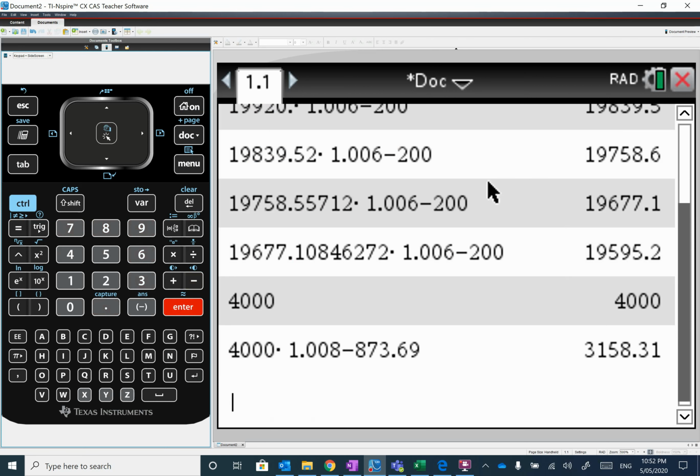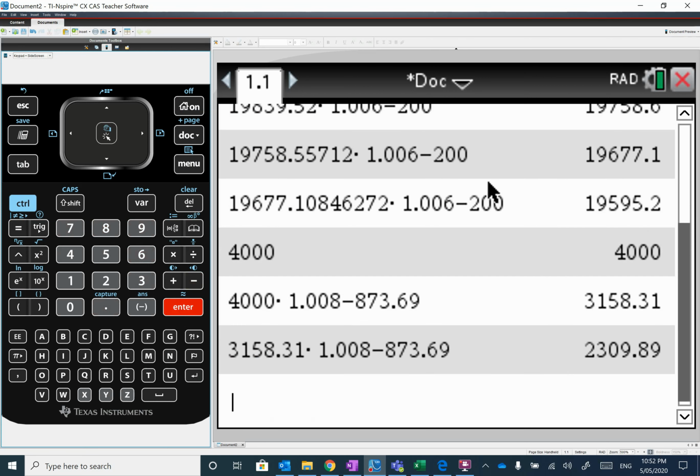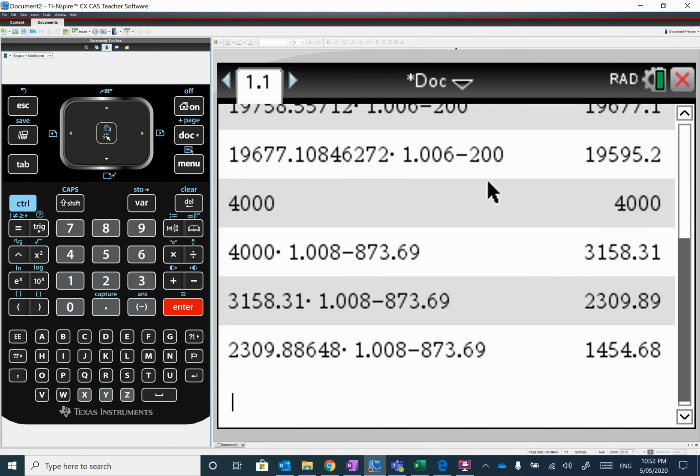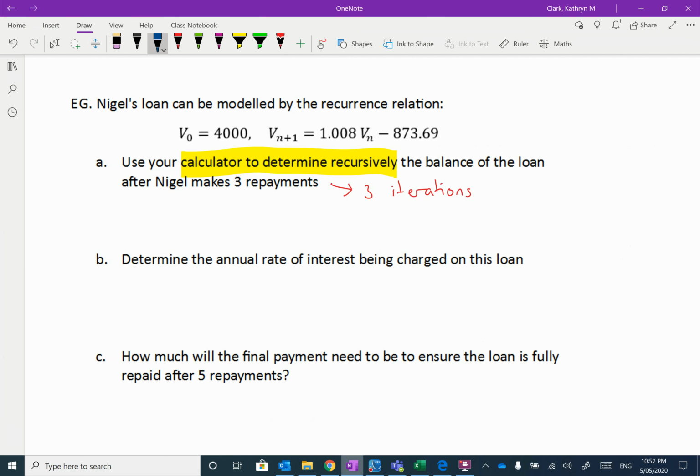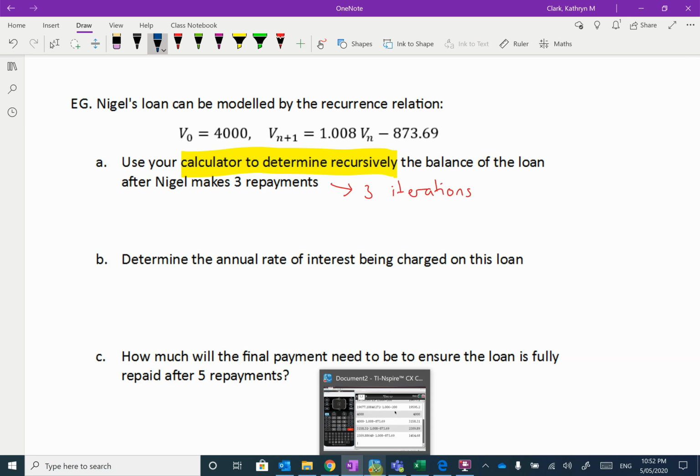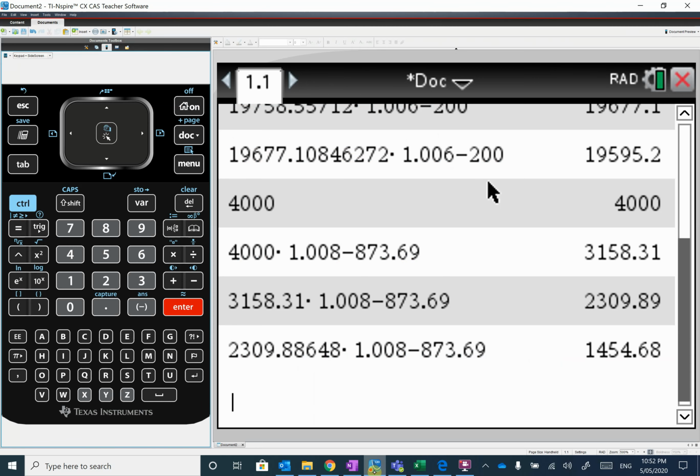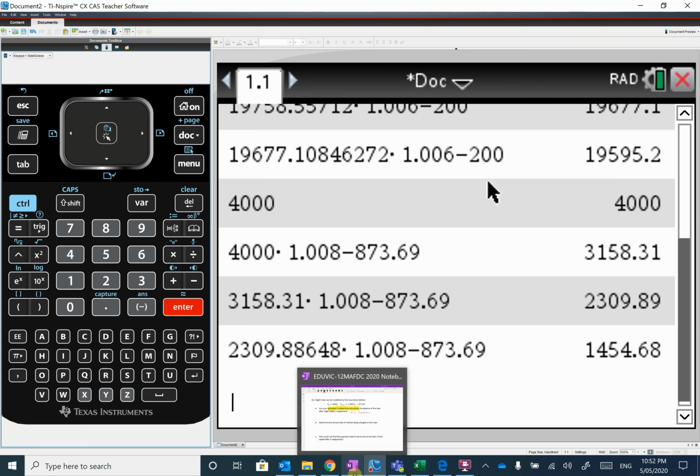All right, there's after 1 month, 2 months, 3 months. Actually, we don't even know that it's months. We just know that it's 3 repayments, so 3 iterations. We don't actually know the time period of this yet. Okay, so 1454.68.